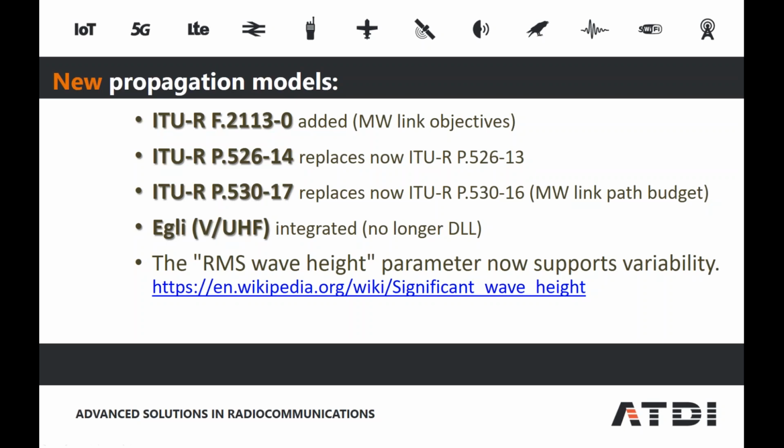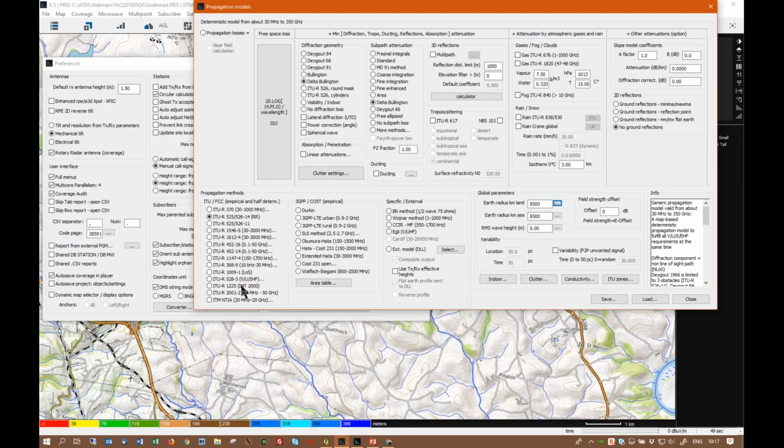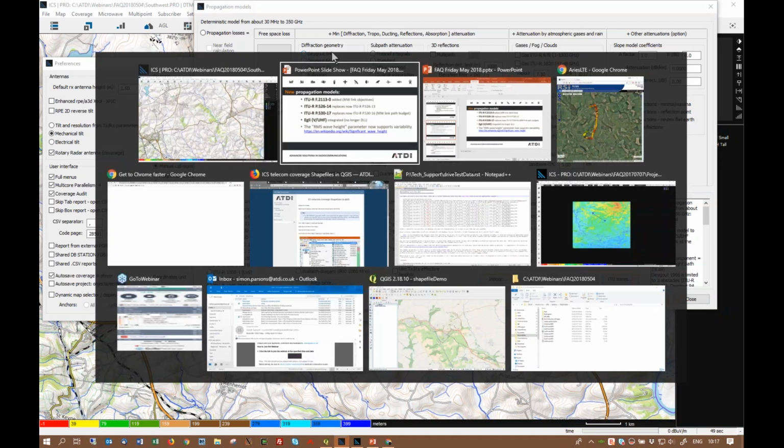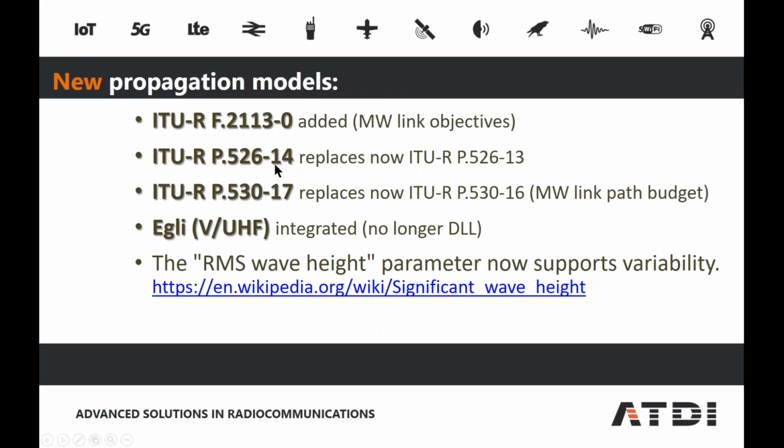It was 12 before that, which used Deygout. And I think, in fact, Deygout is still there. Oh, we've got 14 and 11. 11 uses Deygout, and 66 at that. I think 12 used Deygout 94, which it's arguable whether Delta Bullington's actually as good as Deygout 94. But anyway, that's by the by.